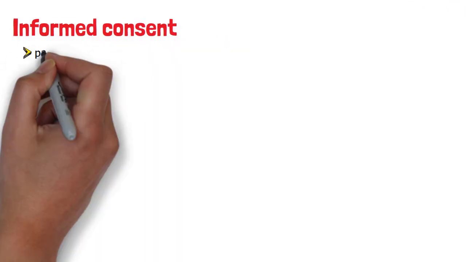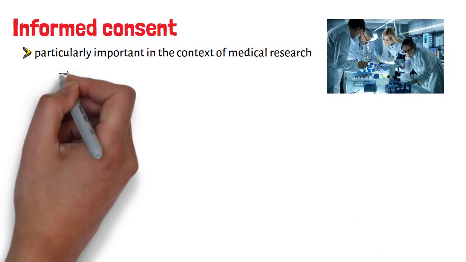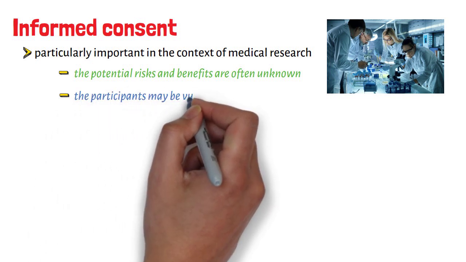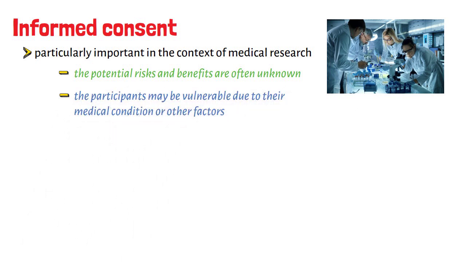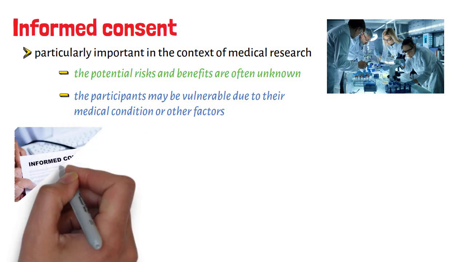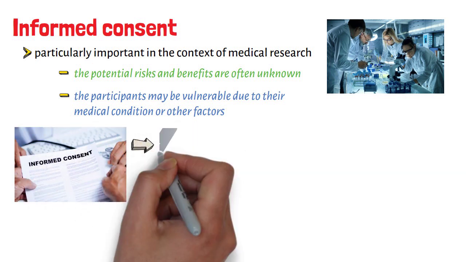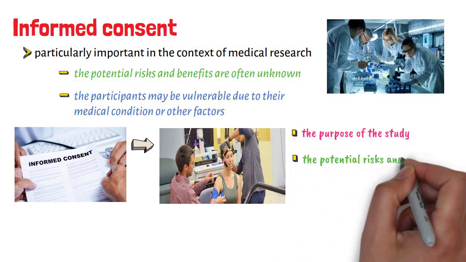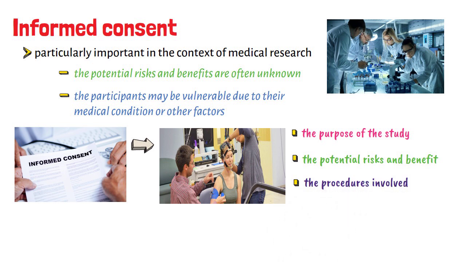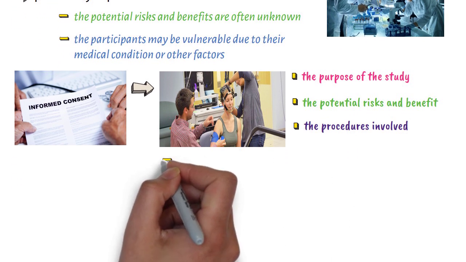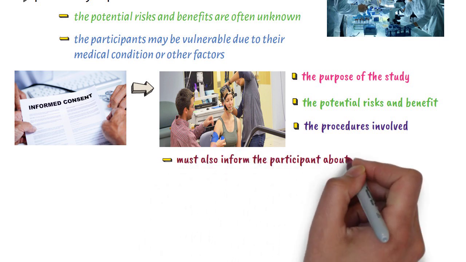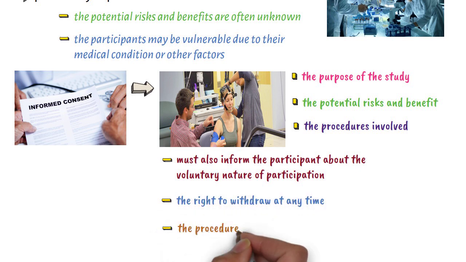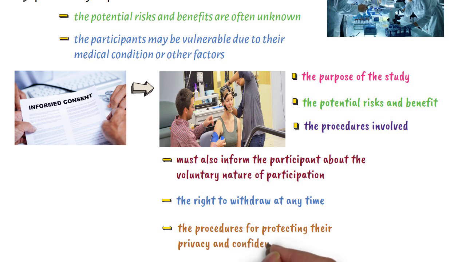Informed consent is particularly important in the context of medical research, where the potential risks and benefits are often unknown, and where the participants may be vulnerable due to their medical condition or other factors. Informed consent in research also requires that the researcher inform the participant about the purpose of the study, the potential risks and benefits, and the procedures involved. The researcher must also inform the participant about the voluntary nature of participation, the right to withdraw at any time, and the procedures for protecting their privacy and confidentiality.